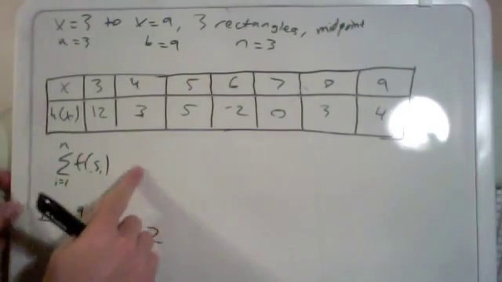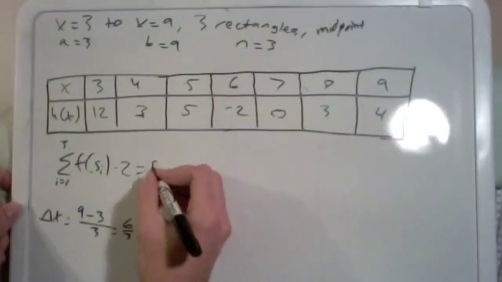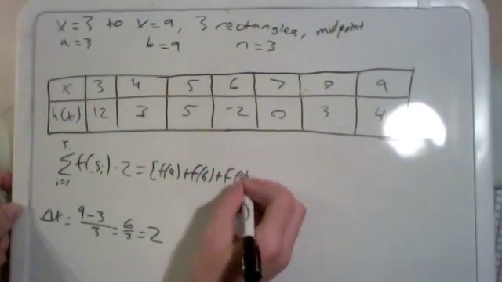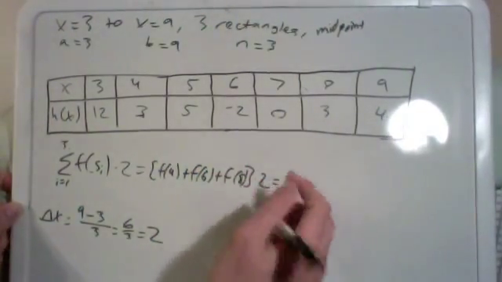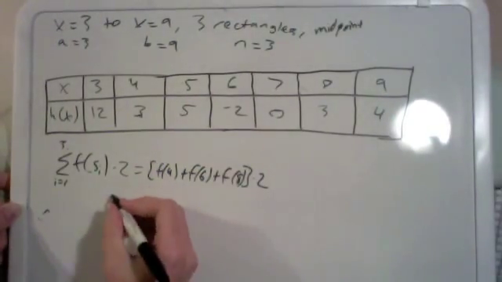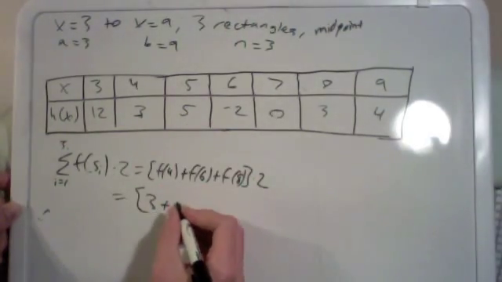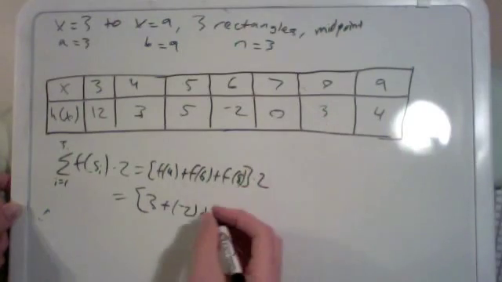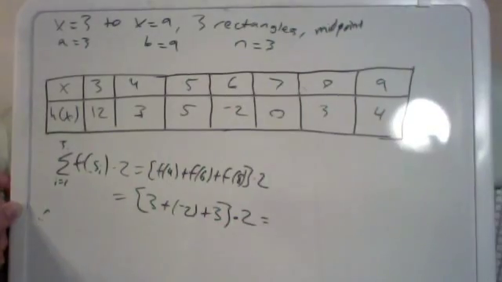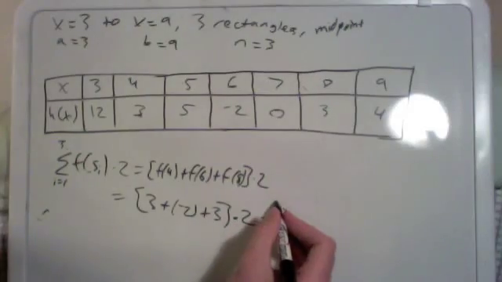So we know this is 2, this is 3, so we're going to be f of 4, f of 6, and f of 8 times 2. We'll get that out of the way. So this is equal to f of 4 is 3, f of 6 is negative 2, f of 8 is 3. Multiplying that by 2, it's going to give us 8. And that is our answer.